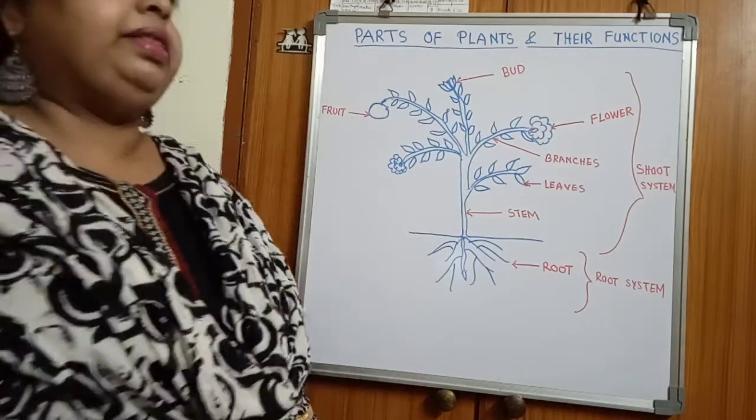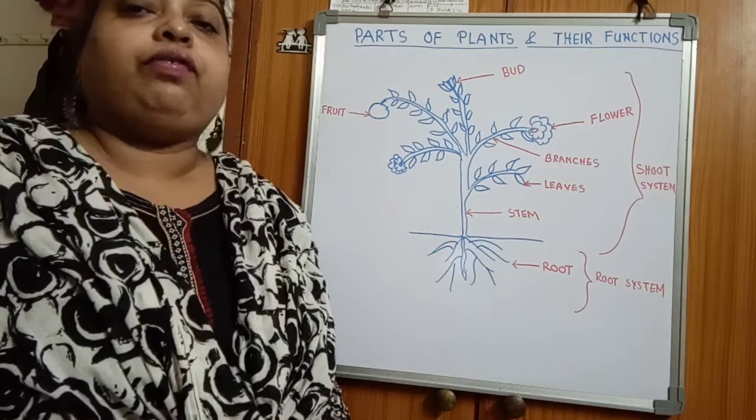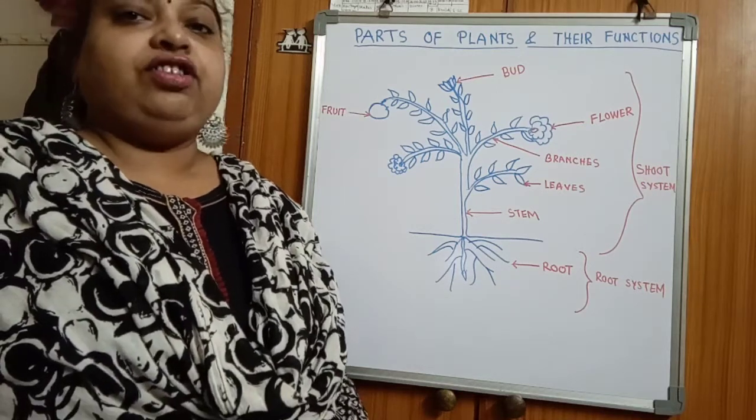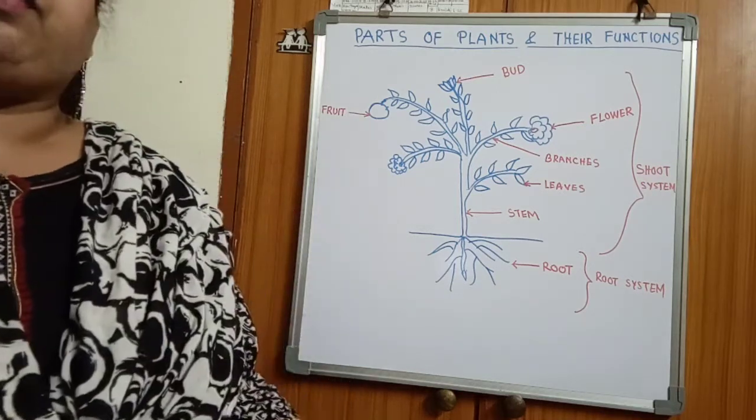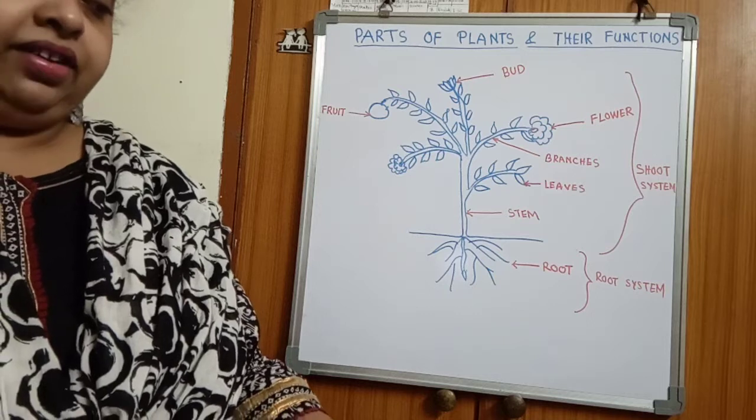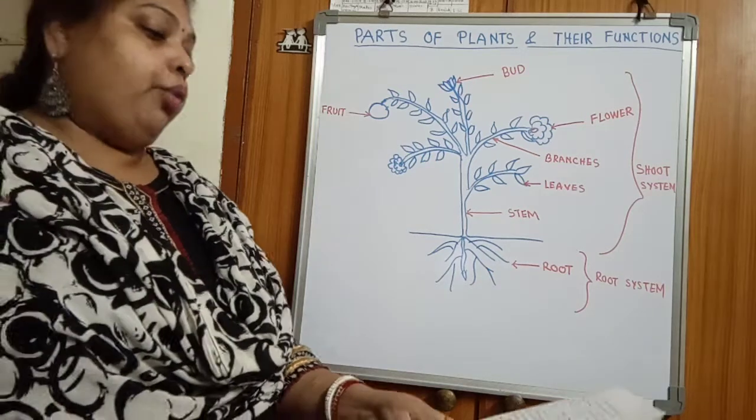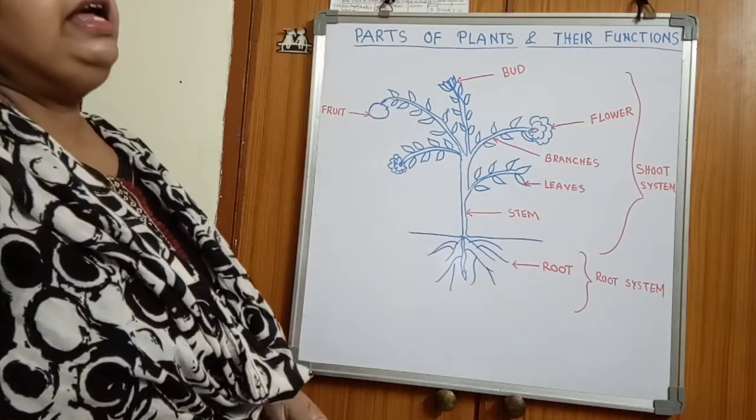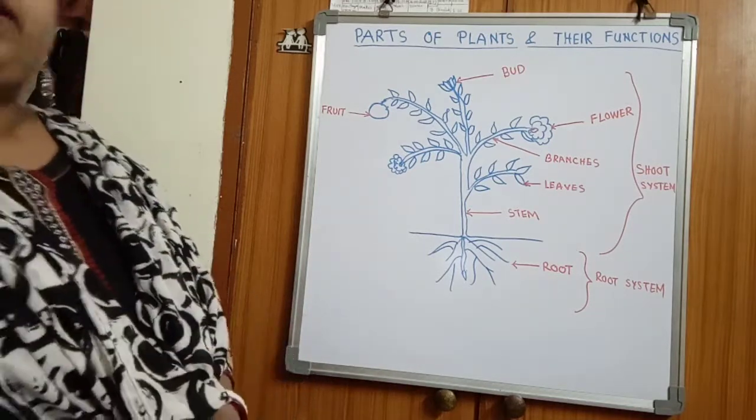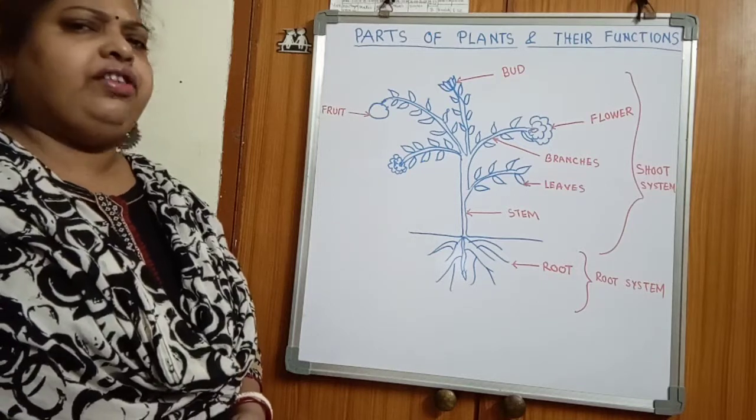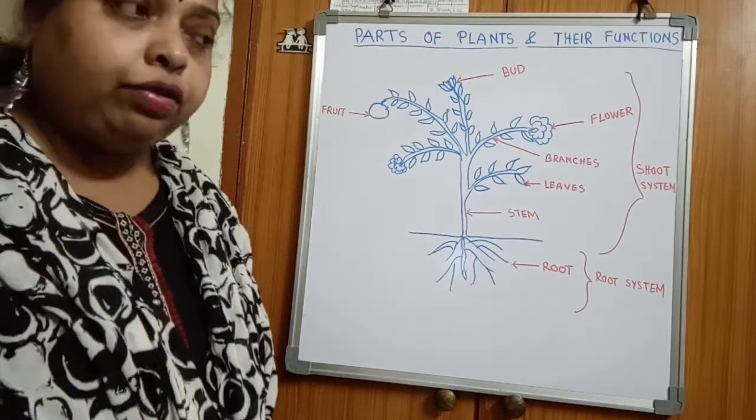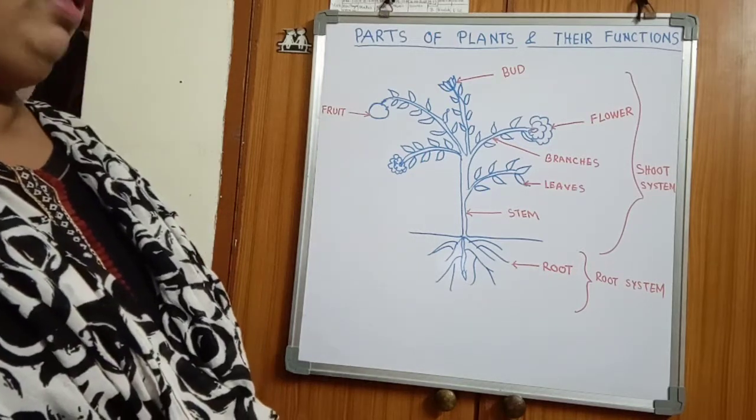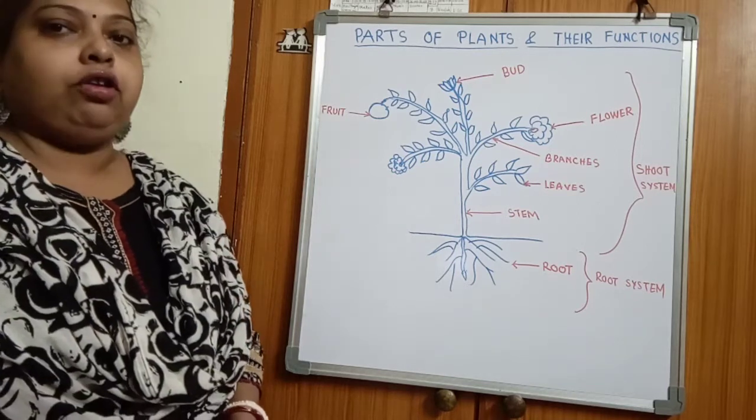Also, besides being the kitchen of the plant, the leaves are called the factory of the plant. Now, what is the function of the leaves? As we know, what is the color of the leaves? The leaves are usually green in color, and why is it so? It is because of the presence of the green pigment called chlorophyll.